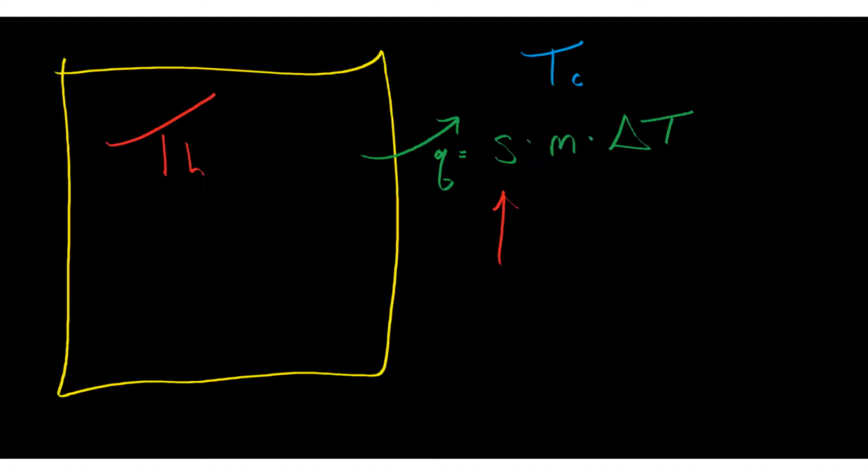The heat capacity is a little bit more complicated, but it depends upon the material. Some materials are just better at storing energy. So, for example, water has a very high heat capacity. It's very, very good at storing energy. It takes a lot of energy to change the temperature of water. Whereas, say, air is very, very bad at storing energy. It doesn't take much energy to heat up air at all.